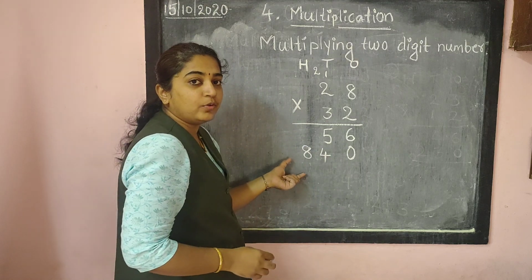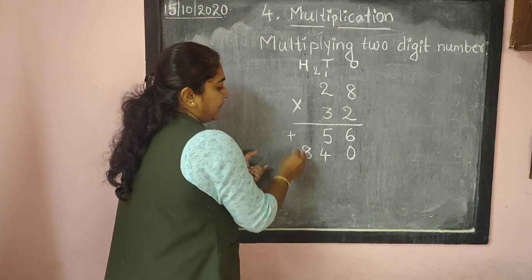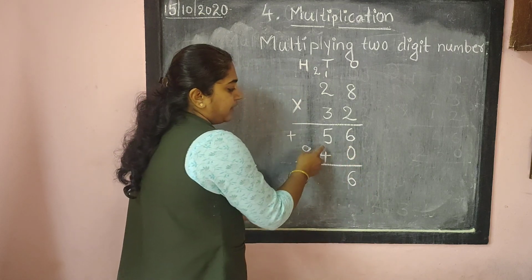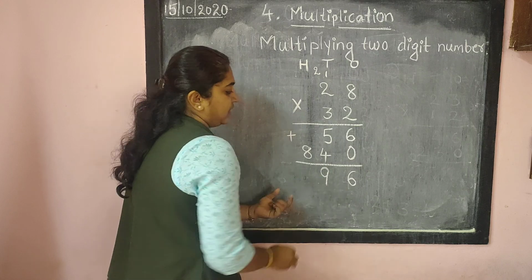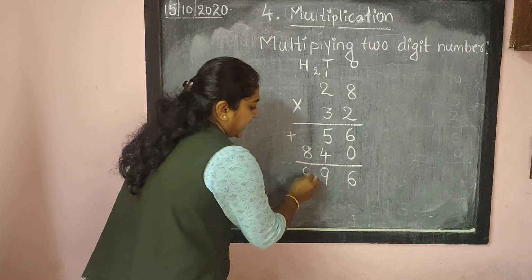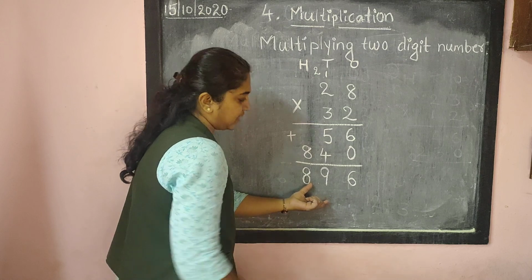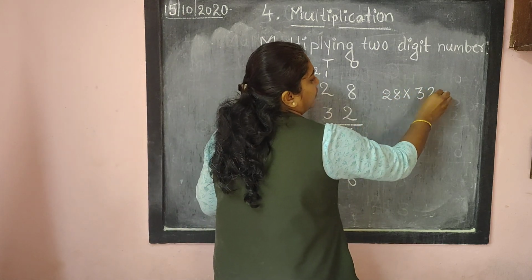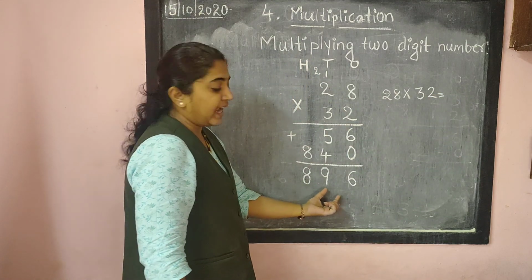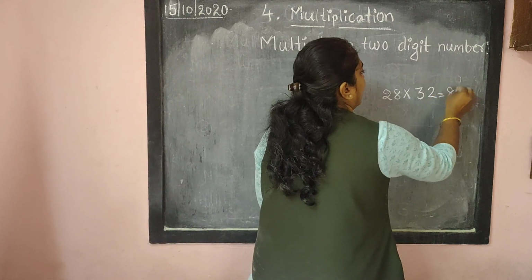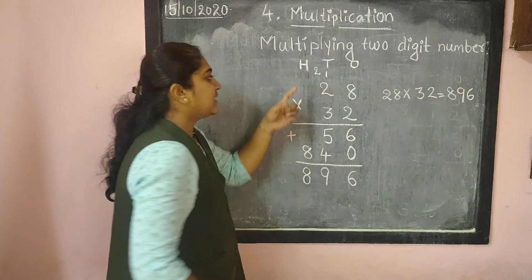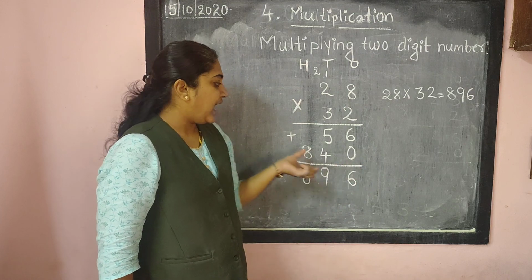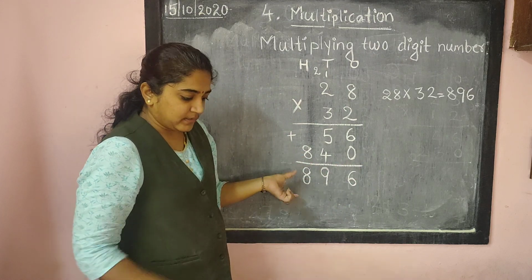And what do we have to do now? Add both the numbers. That is 6 plus 0 is 6. 5 plus 4 is 9. 8 plus nothing is 8. Then 896. So what is 28 into 32 equal to? 896. So these are the carries we have to add, and the final 0 we have to take here and add both the numbers.